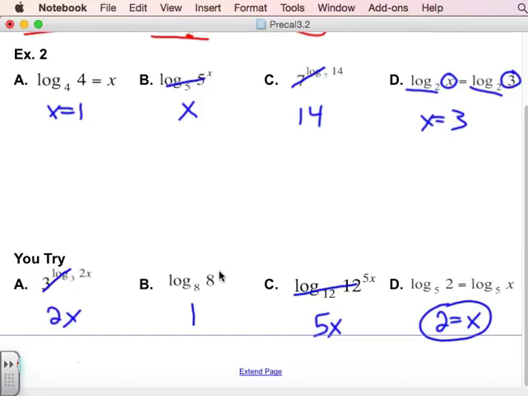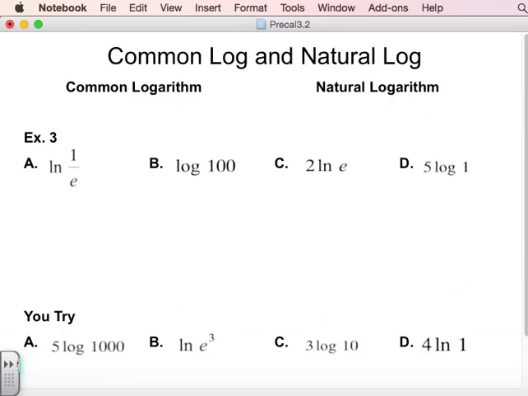And then D part, log base 5 of 2 equals log base 5 of x. So you're taking log base 5 of two different things and they're set equal. So those two things have to be equal. So 2 must equal x, since I'm doing the log base 5 of the same things. All right, so that's properties of logarithms.